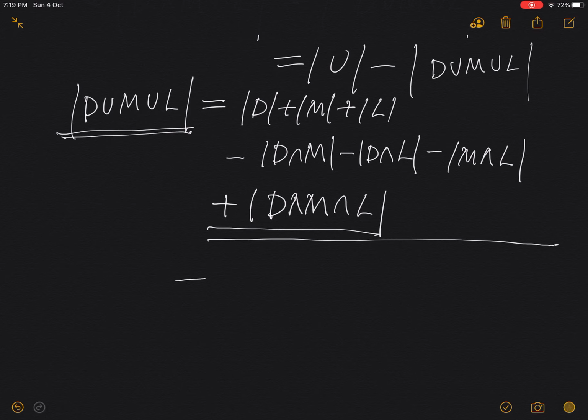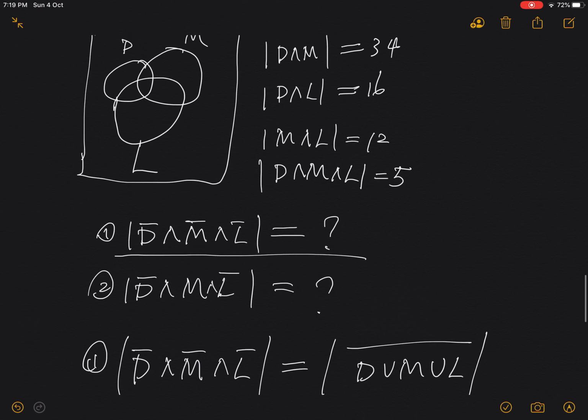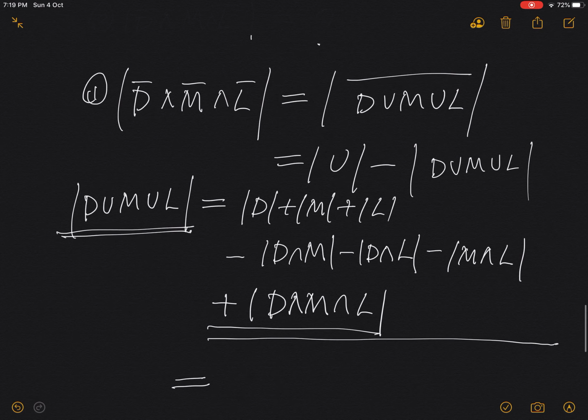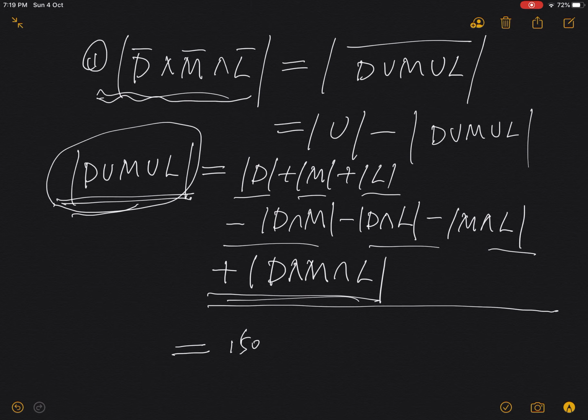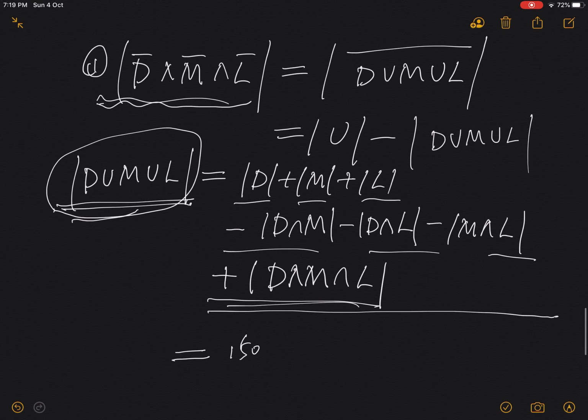Actually, we have all elements on the right hand side, so we can just put the numbers into the symbols. We have 150, but this only counts those who eat fruits. The question is to calculate the students who ate none of them. So we still need to do 200 minus 150, and the result will be 50.